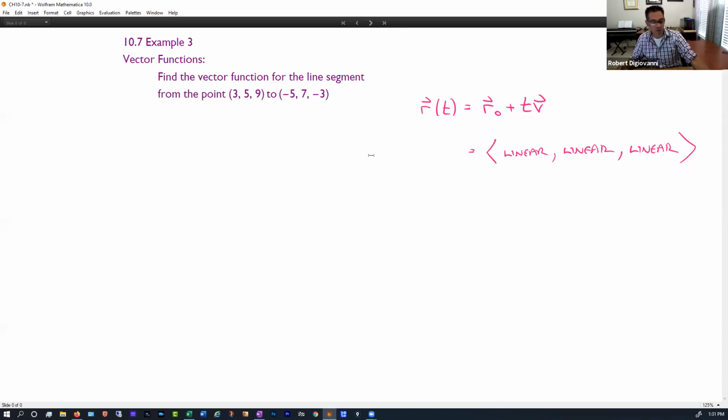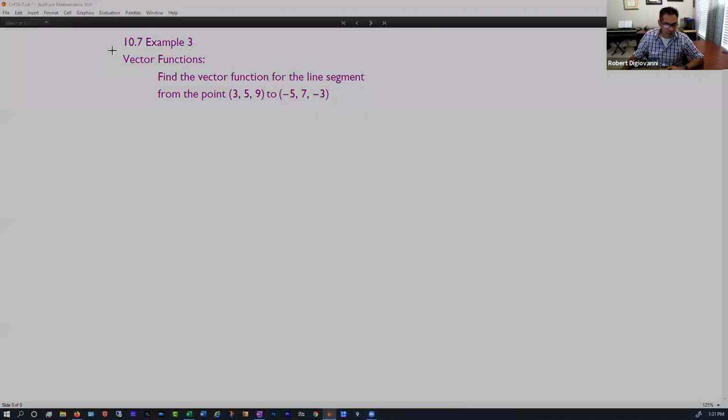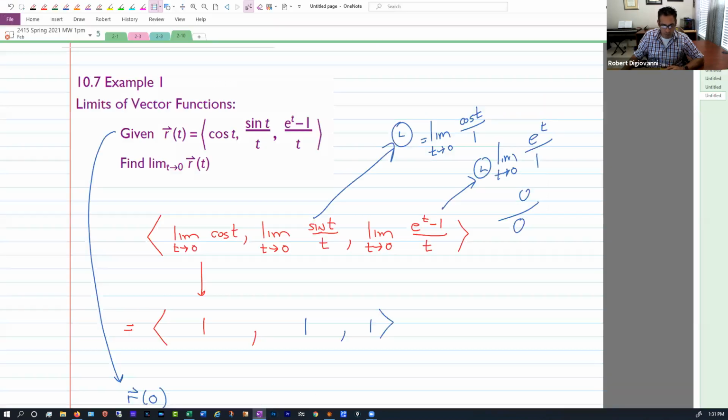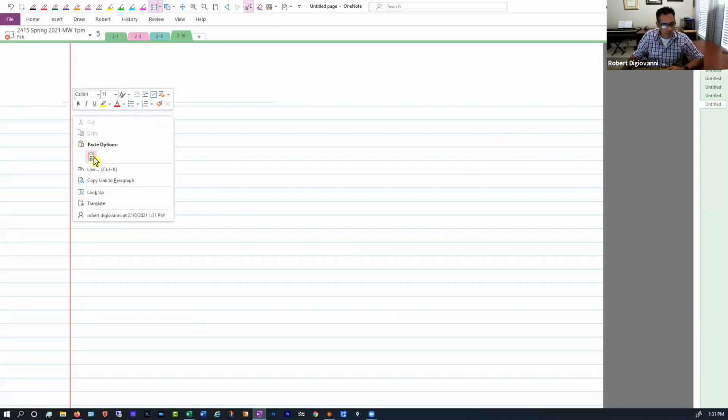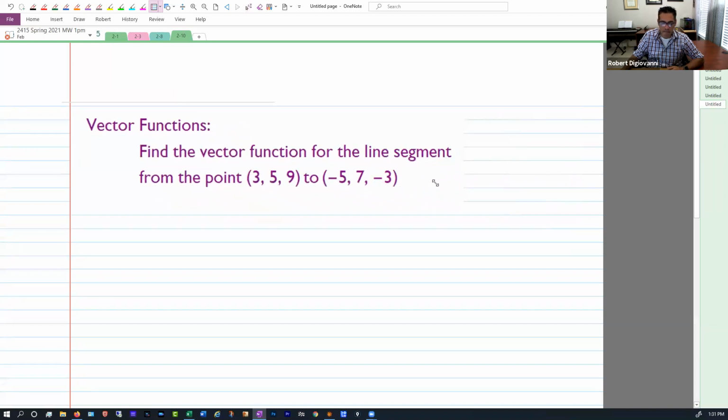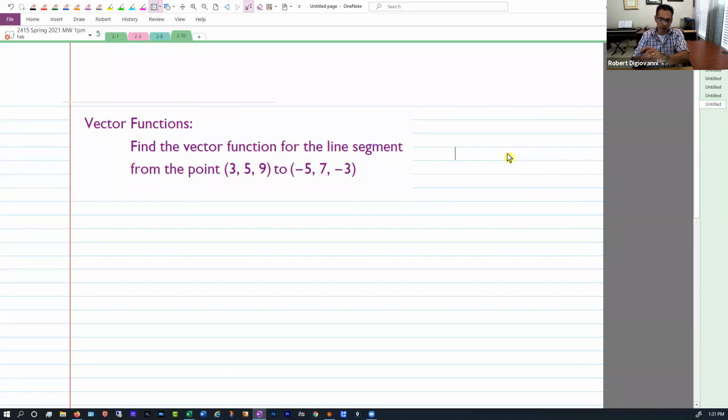All right, so now what we want to do is find the vector function that will draw a line segment that goes from one point to the other. I wouldn't expect that you could just do this right now without any instruction. I'm going to show you how to do this, so from here on out, if you ever need to come up with a vector function that will draw just a line segment from one point to the other, here's the way you do it.